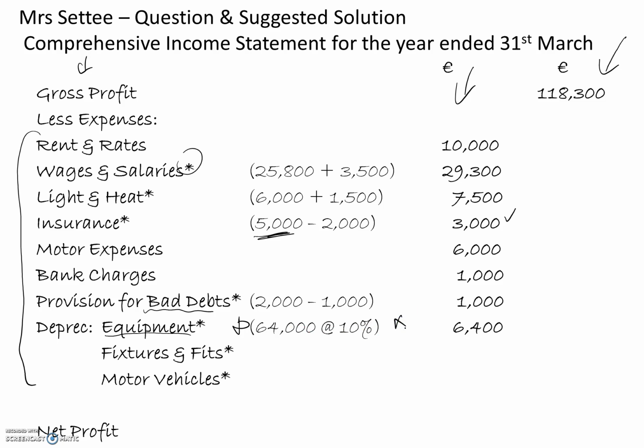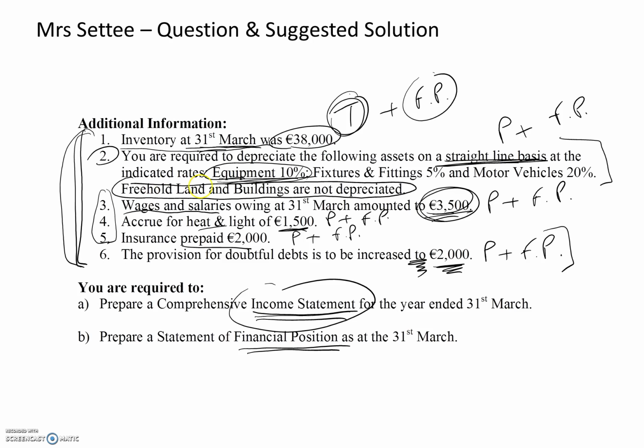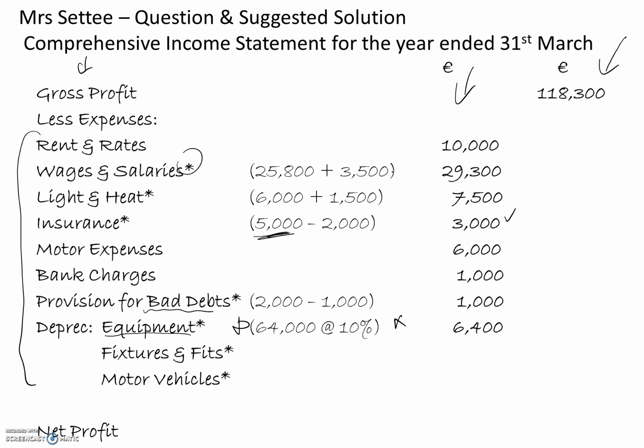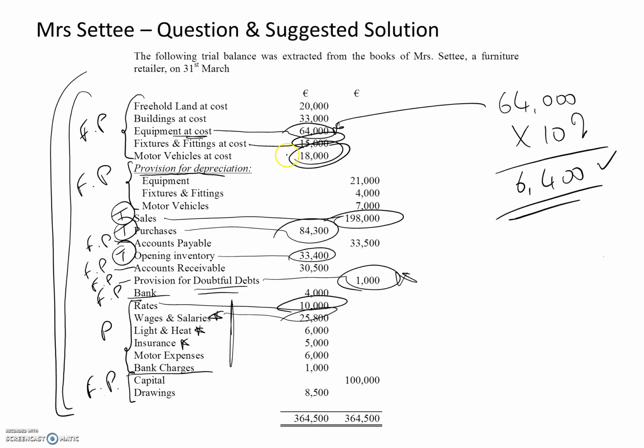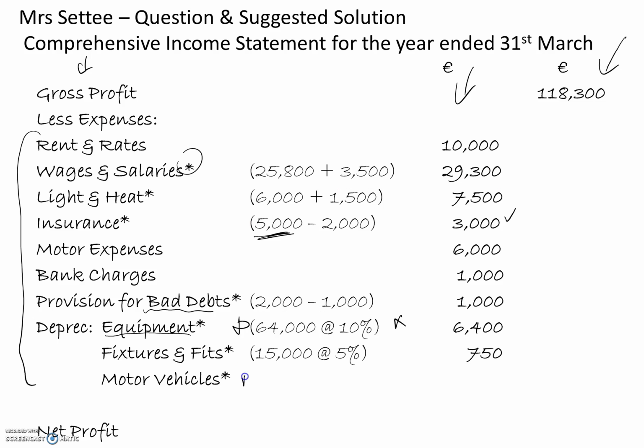64,000 at 10%, 6,400. For the fixtures and fittings, there's the cost there, 15,000. And the depreciation rate is 5%. So therefore what I'm going to put in here is 15,000 at 5% is 750. And then finally the motor vehicles. So back up here, 18,000 is the cost. The depreciation rate is 20%. So what I'm going to put in here now is 18,000 at 20%, 3,600. Now that is all the expenses included.